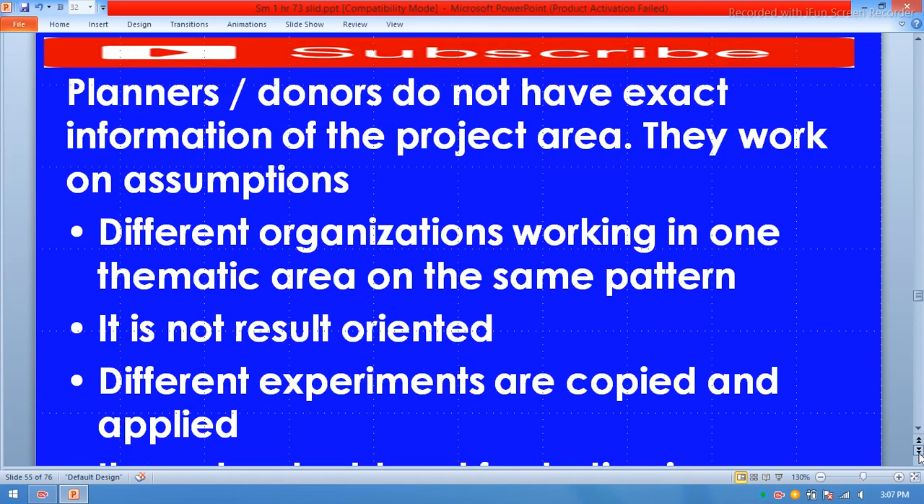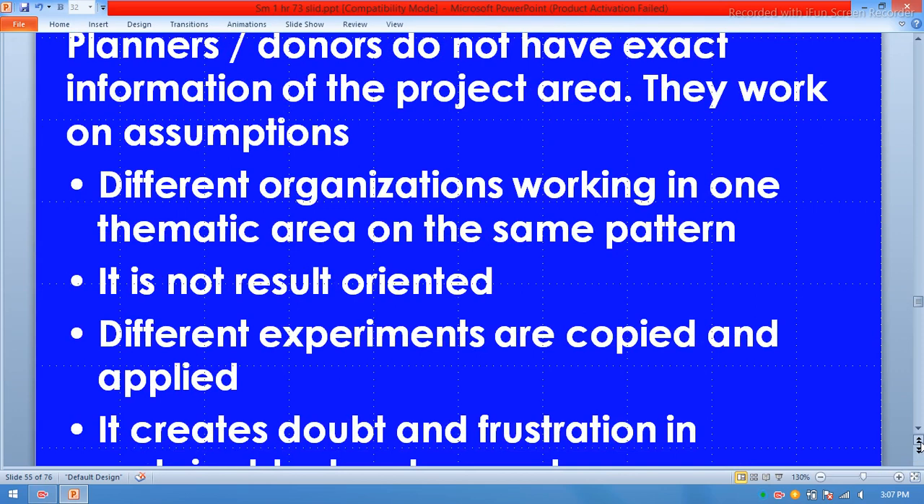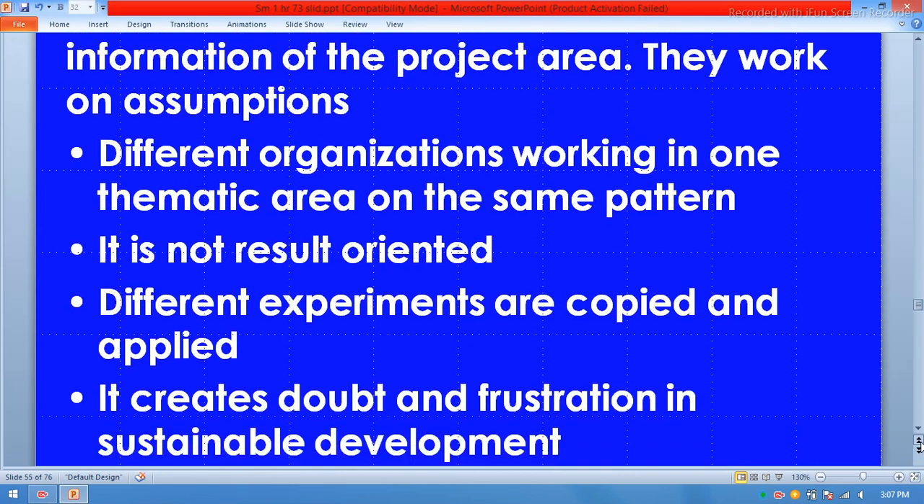Planners and donors don't have exact information on the project area. They work on assumptions. Different organizations work in one thematic area with the same pattern. It is not result oriented. Different experiments are copied and applied. It creates doubt and frustration in sustainable development.